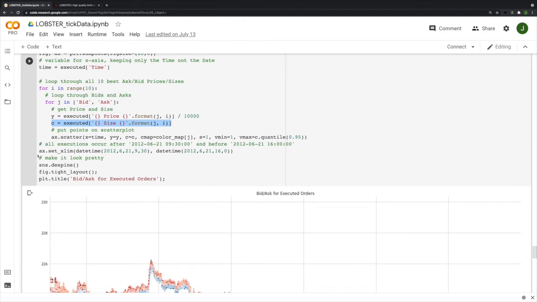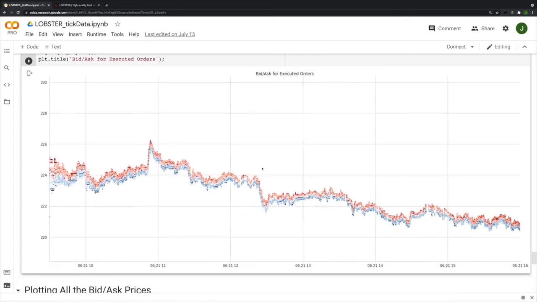And then we needed to set the X limits, and I set them to 9:30 in the morning on June 21st, 2012. So this is the start of the day. The first event, if you remember, happened right at 9:30, just a little bit after. And it ends at 4 o'clock, so this is 16 o'clock on June 21st, 2012. And if you remember, the final executed order happened just milliseconds before 4 o'clock. And we just make it look pretty by despining and fitting it in a tight layout. And this is what it looks like.